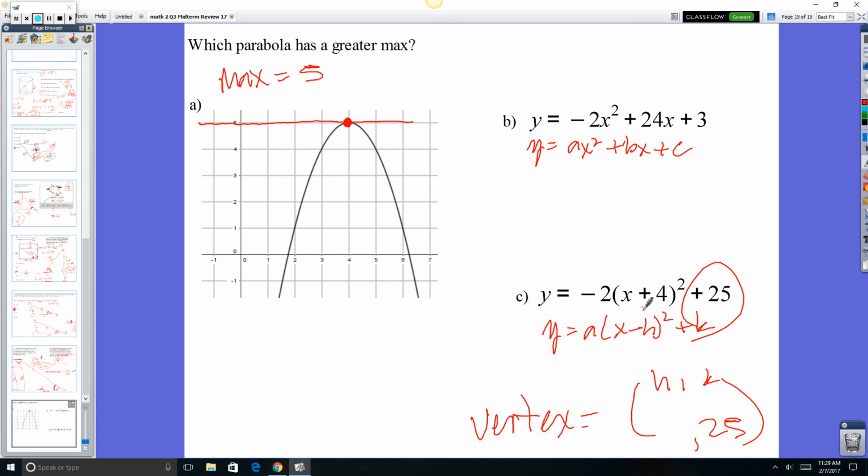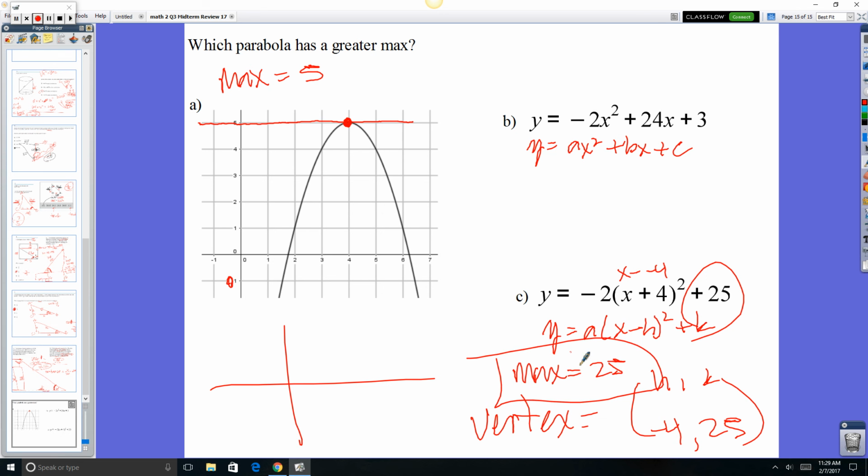And the h is after the minus. So this is really x minus a minus 4. So your h is minus 4. So that means if I'm going to plot this vertex, I'm going to go left 4 and up 25. So this vertex is a lot higher. This max is 25. So far this one is winning.